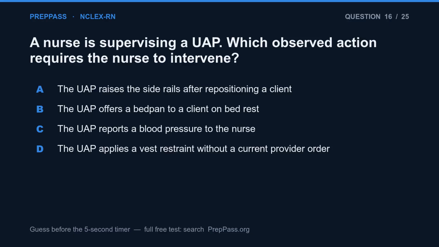Question 16. A nurse is supervising a UAP. Which observed action requires the nurse to intervene? A. The UAP raises the side rails after repositioning a client. B. The UAP offers a bedpan to a client on bed rest. C. The UAP reports a blood pressure to the nurse. D. The UAP applies a vest restraint without a current provider order.